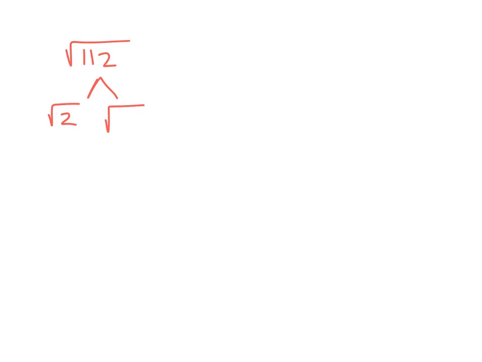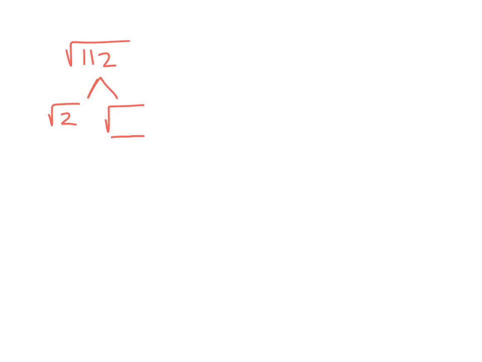Now, here's the deal with that. You have a non-perfect square there, 2. So you've got to hope now that this is a perfect square. And what do I mean by non-perfect square? It means when I take the square root of 2, I get 1.414. It's not a perfect square, but rather a decimal that goes on and on and on.